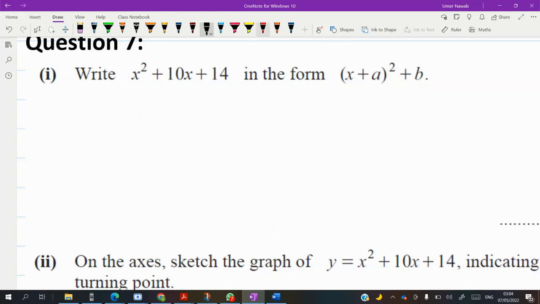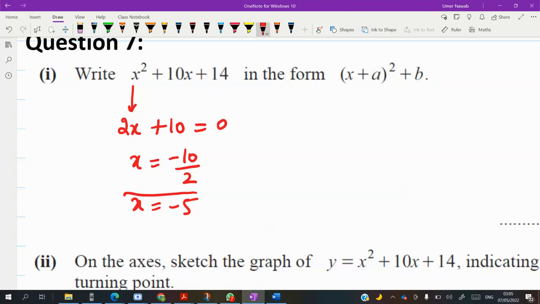One easy method is whatever the coefficient you see over here, you divide it by 2, and then a is equal to 2. But here I'm going to use the differentiation technique. The derivative of x squared is 2x, and the derivative of 10x is 10. You put it equal to 0, so 2x plus 10 equals 0. You solve this equation. It gives you x is equal to minus 10 over 2, so x is equal to minus 5.